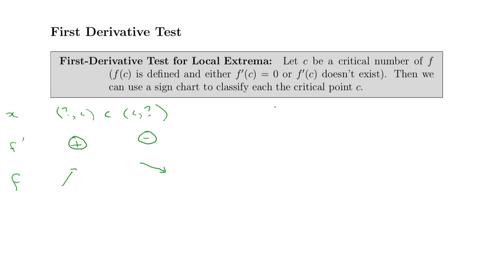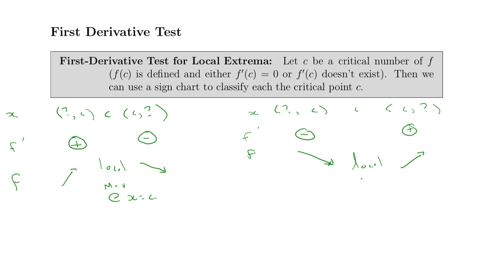Similarly, if we go from some x value up to our critical point, and then our critical point up to some other x value, and our derivative goes from negative to positive, that means our function is decreasing and then increasing. What this tells us is that here we have a local max at this x value, maybe I'll say at x equals c. And here we have a local min at x equals c. These aren't the only options.